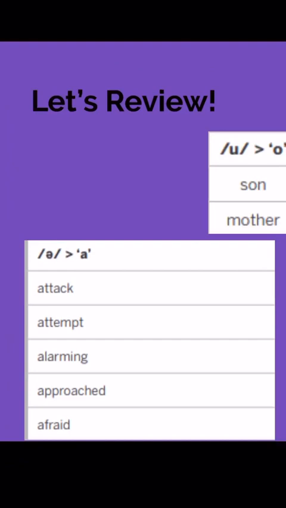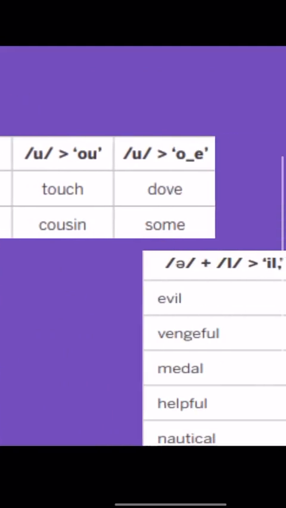Let's go over some of the words that they gave us. Attack, attempt, alarming, approach, and afraid. Do we hear that A being lazy in each of those words? Yes, and it usually happens in the beginning in these words. Attack, attempt. Okay, let's go on to our next column.